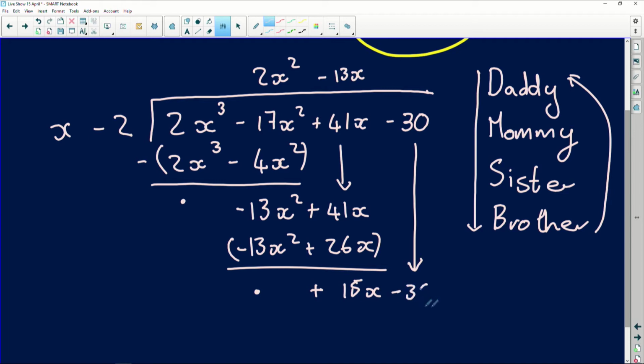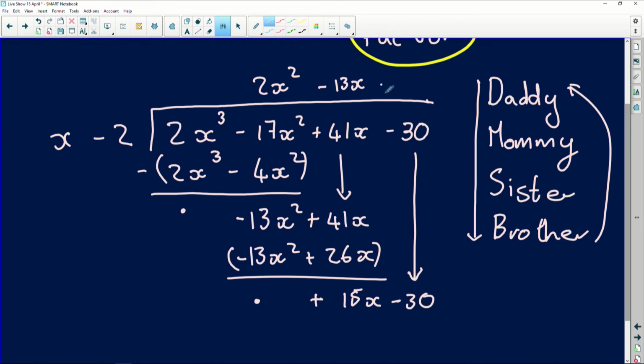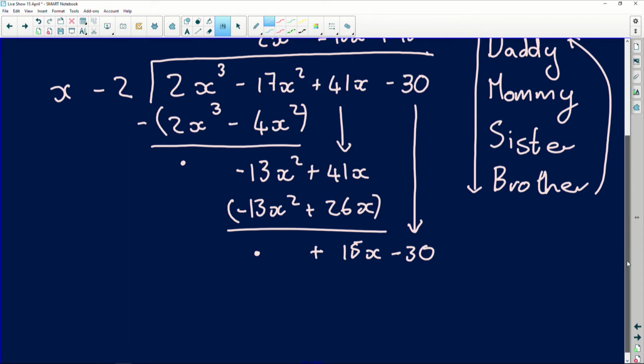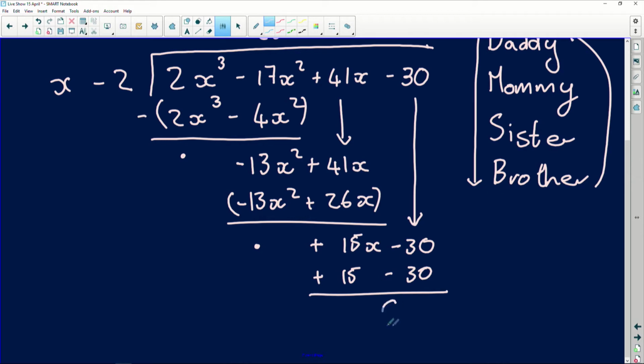We've got negative 30. And guys, once again, we go back up to the top, and it says daddy, which is divide. So we divide x into 15x, and that tells us that we are left with positive 15. Okay, great. So 15 multiplied by x gets me 15x, and 15 multiplied by negative 2 gets me negative 30. And guys, this is exactly what I want. When it comes to doing a long division sum, the last two terms at the bottom, after you've brought down all your terms on the right-hand side, you want them to be identical if it is a factor. If it's a remainder, they will be different. But if it's a factor, you want those last two to be identical. This helps us because it means that we don't have a remainder.